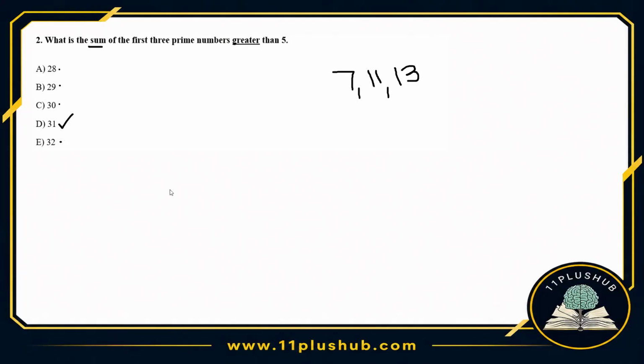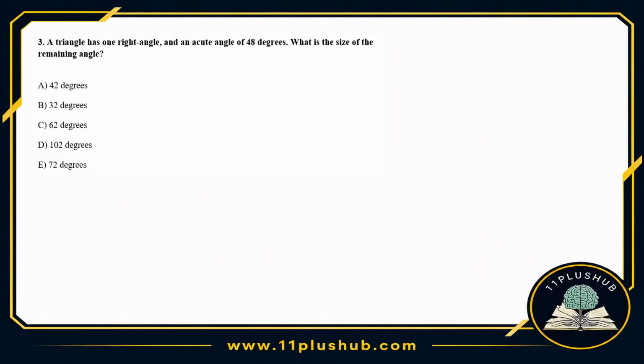Okay, question 3. A triangle has one right angle and an acute angle of 48 degrees. What is the size of the remaining angle? Okay, so we know that triangles, 3 angles, always add up to 180 degrees. That is the case for every triangle. It doesn't matter what sort of triangle we're talking about, scalene, isosceles, equilateral, does not matter. Its angles are always going to add up to 180 degrees, okay?